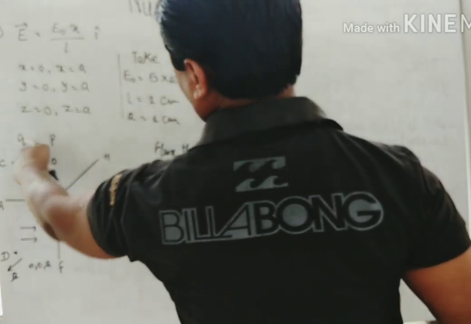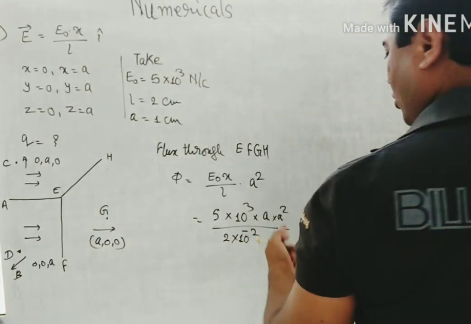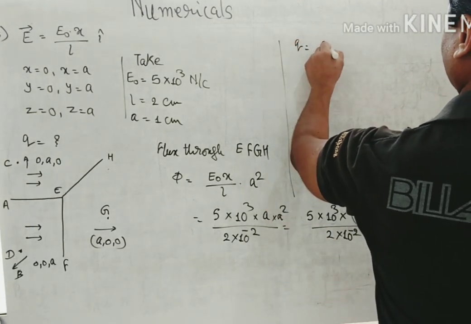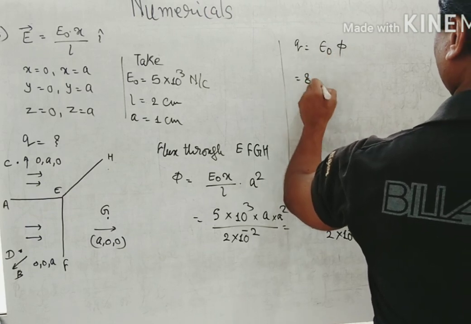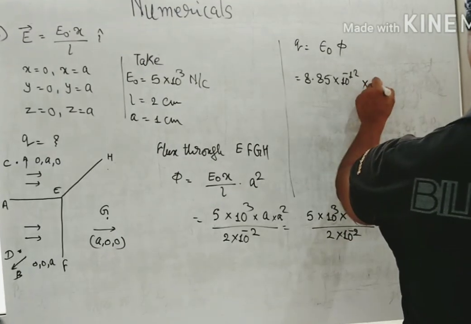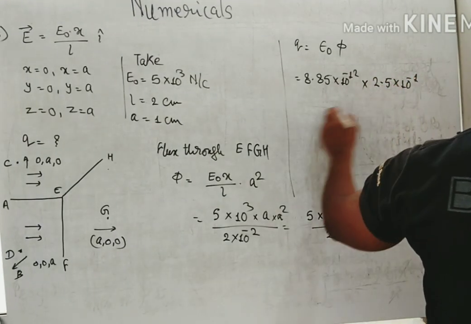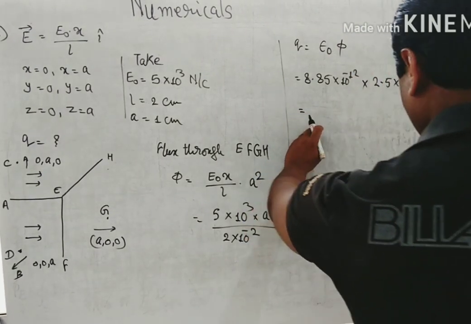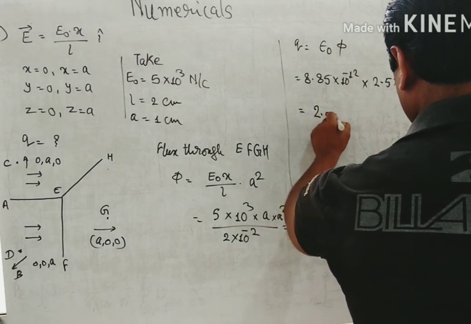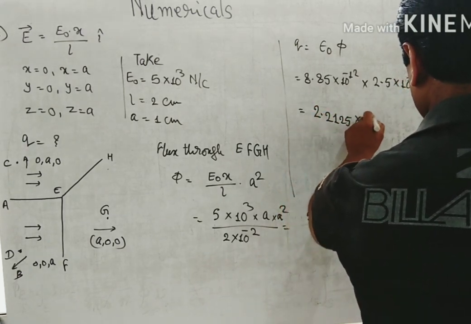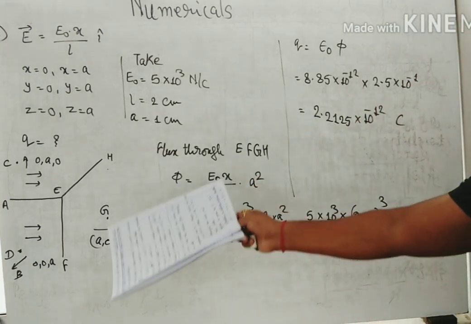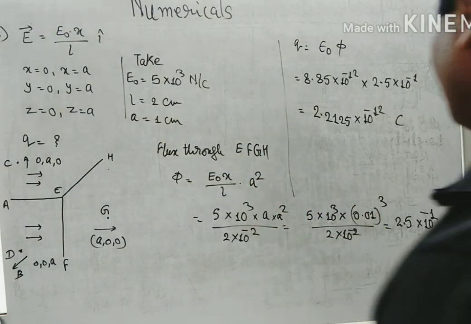Now the question is demanding from us the charge enclosed. So for the second part of this question, Q equals epsilon naught into phi. So epsilon naught is 8.85 into 10 power minus 12 into phi, which is 2.5 into 10 power minus 1. So students, when you solve it, you'll get approximately the value 2.2125 into 10 power minus 12. So this much Coulomb charge will be enclosed by that.